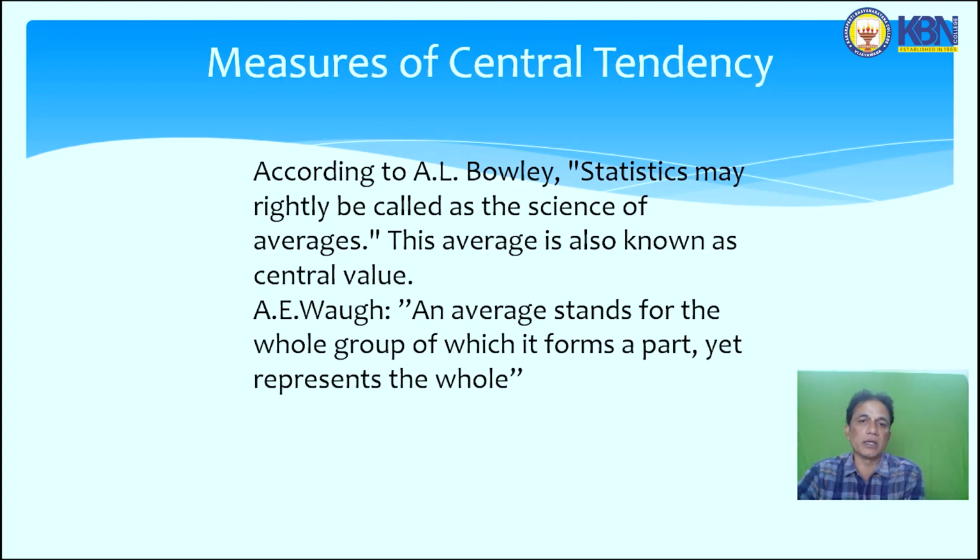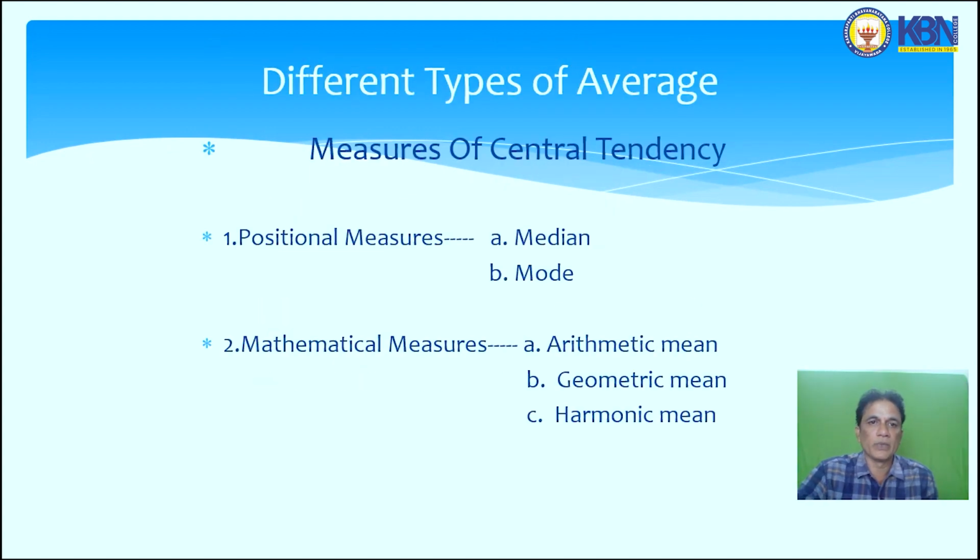Another statistician says, an average stands for the whole group of which it forms a part, yet represents the whole. So it may be the average of the whole data or the average of a part of the data. Now we are going to discuss different types of averages, the measures of central tendency. What kind of methods are we using to calculate averages of the data?